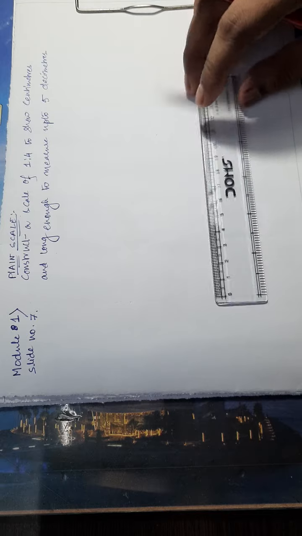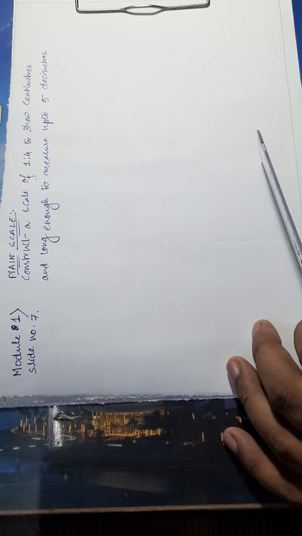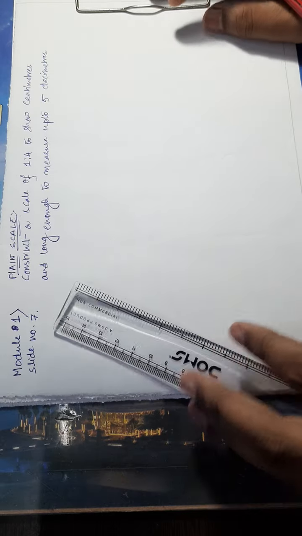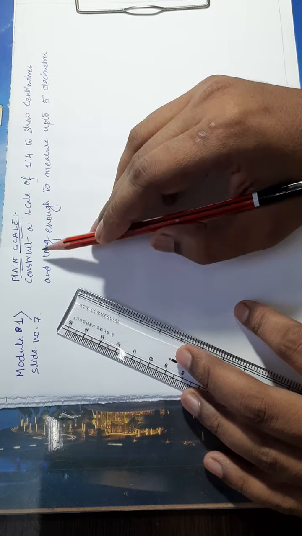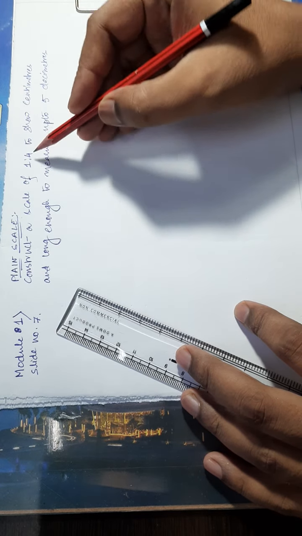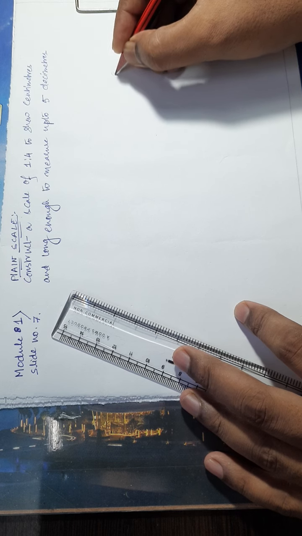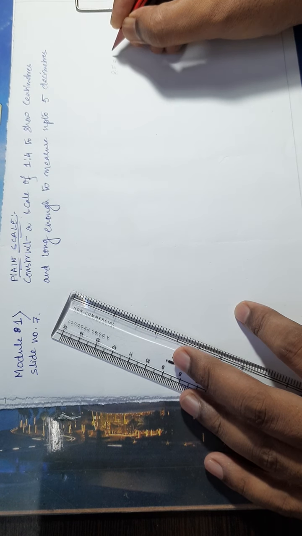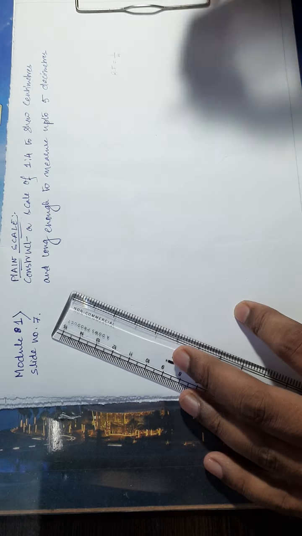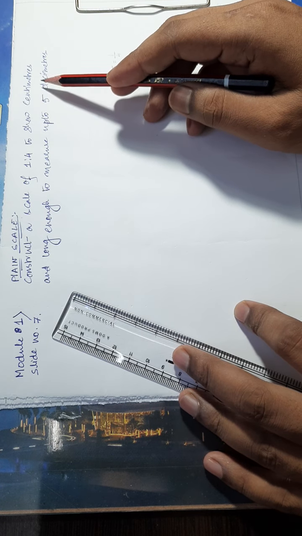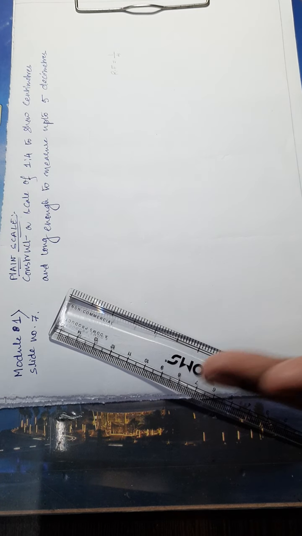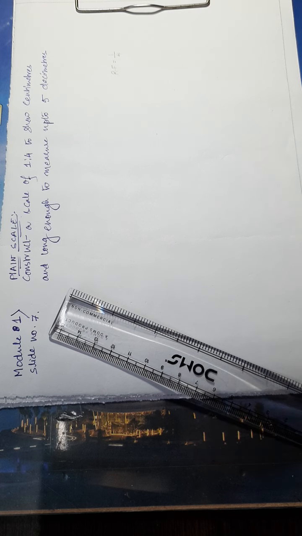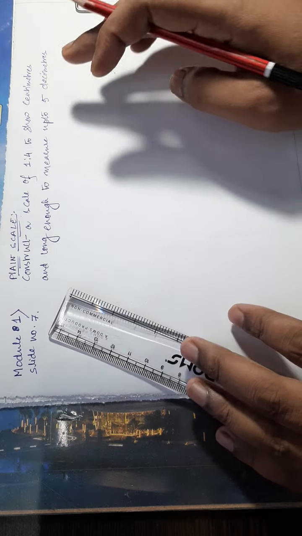Well, the first problem we have is about plane scale. First of all, as it is told in the question, we have to construct a scale of 1 is to 4. That is, the representation fraction is 1 by 4, and it should show centimeters and be long enough to measure 5 decimeter. So the total length of the scale should represent a length of 5 decimeter, and it should be able to show centimeters.